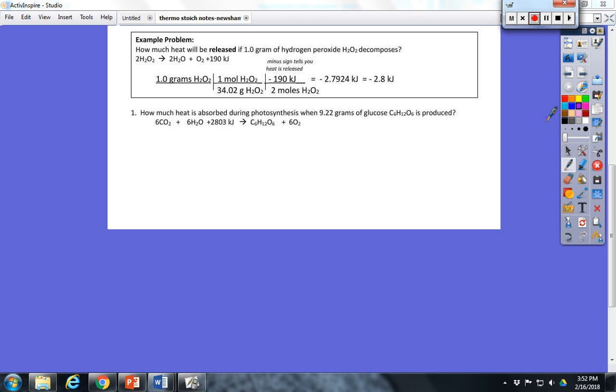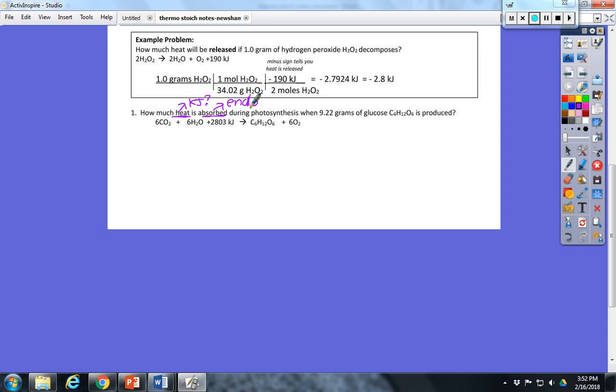This is video 3, and we're going to solve number 1 on your note sheet. How much heat is absorbed? So those two statements are really important. Heat tells us we're looking for kilojoules, and absorbed tells us it's endothermic. Endothermic is going to tell me my answer is going to be positive.